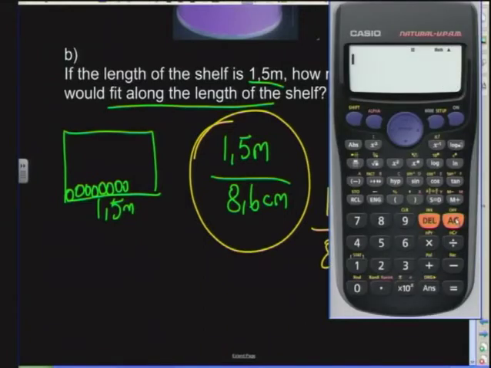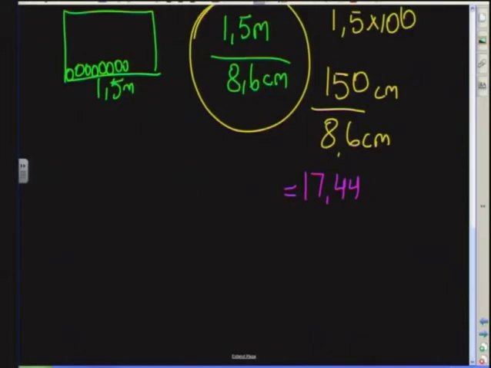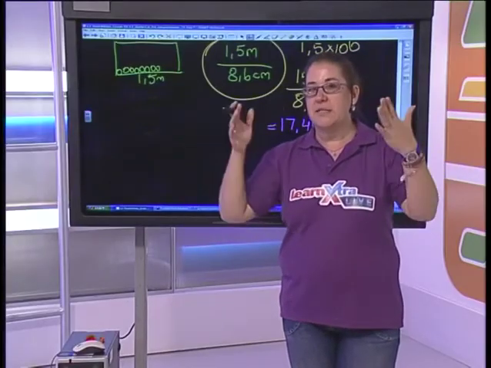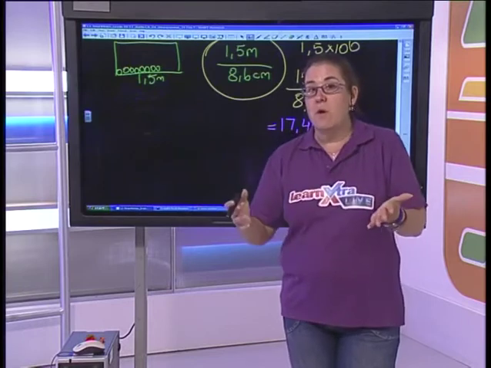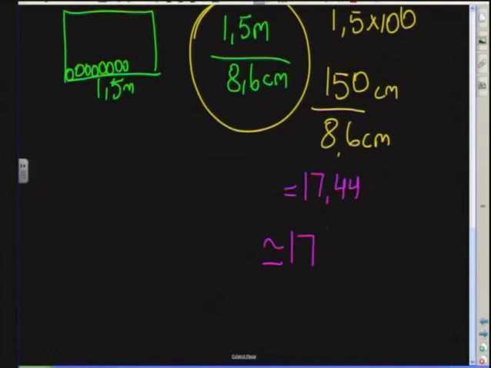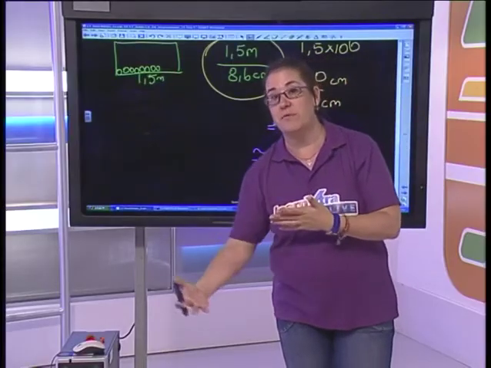So on my calculator, I say 150 divided by 8,6, and I get an answer of 17,44. And this is a really important concept. Now, when it comes to rounding something like this, I can only fit 17 tins in, because with that 0.44, I cannot fit another tin in. So I have to make this 17 tins. There really is no place for 0.44 of a tin, and I cannot round up to 18 because that last tin is going to fall off the shelf.